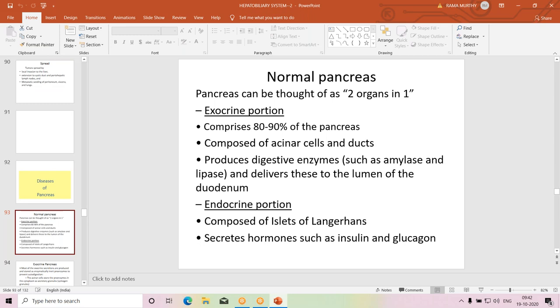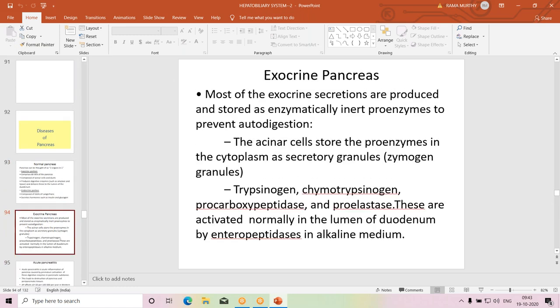The endocrine portion mainly consists of the islets of Langerhans, not Langhans. Langhans giant cells are different. These are islets of Langerhans, endocrine cells seen in clusters in the interstitium or stroma of the pancreas. These islet cells secrete a number of hormones, each set secreting a different hormone. Most important are insulin and glucagon. Beta islet cells secrete insulin. Alpha islet cells secrete glucagon.